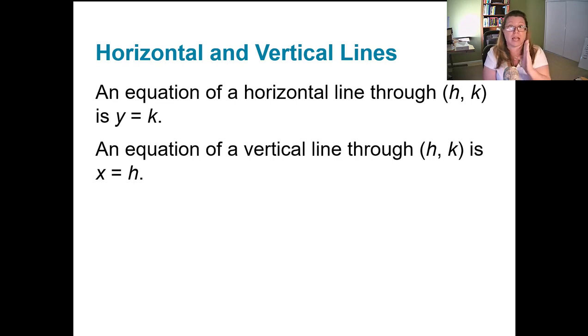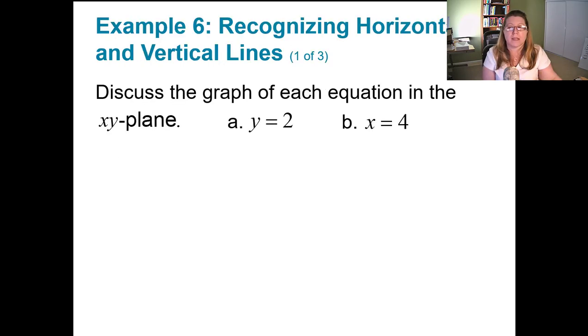For a vertical line, it's where our x value doesn't change. Our x value equals h. And therefore y could be anything it wants. Y could be 0, y could be 1, y could be that -3/4. X does not change. Let's look at these equations and figure out what's going on here.